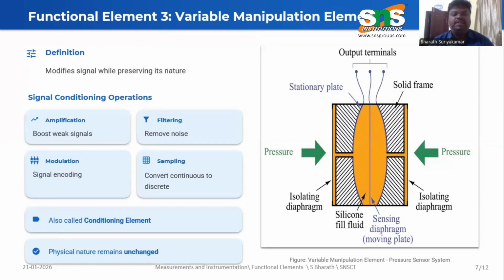The next element is the manipulation element. The manipulation element modifies the signal while preserving its nature. It conditions and organizes, it boosts the weak signals, it removes the noise, it encodes the signal, it converts the continuous to discrete signals. They are also called conditioning elements. The physical nature remains unchanged.